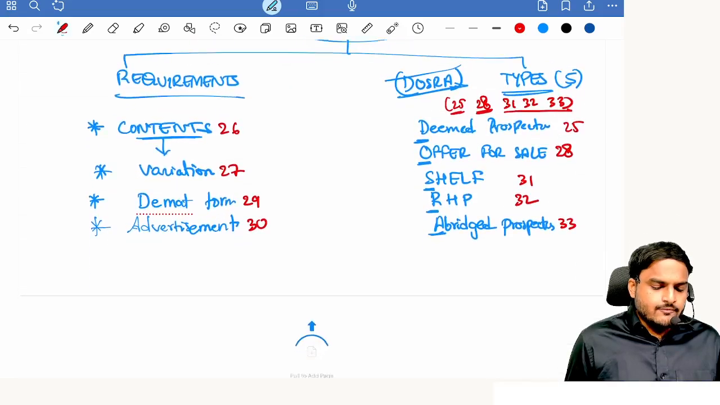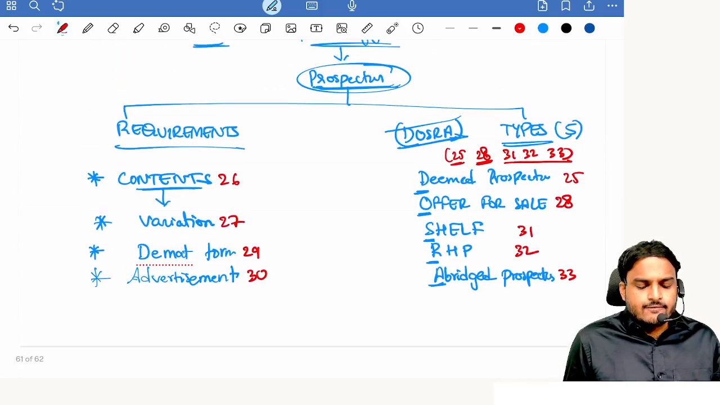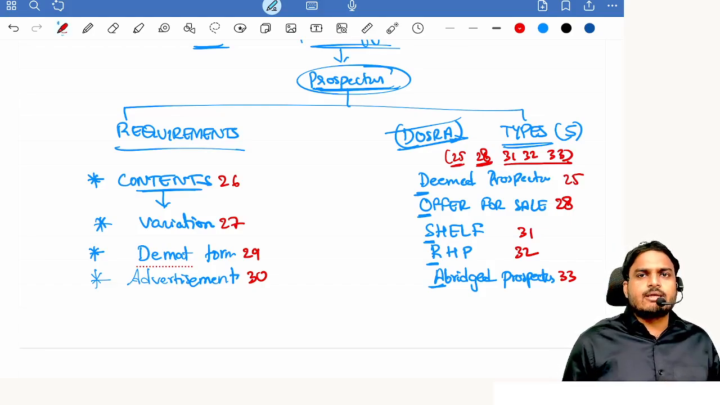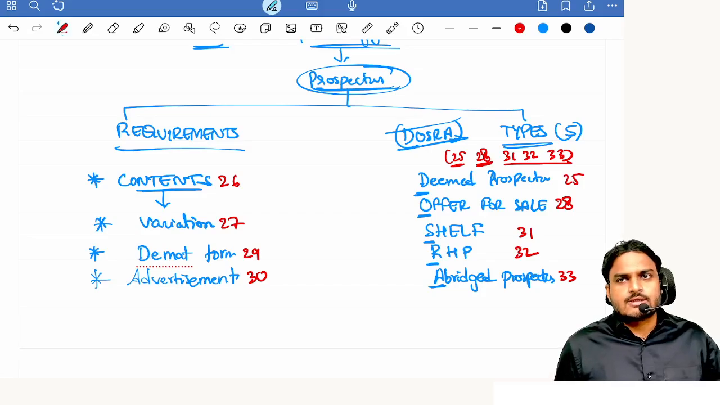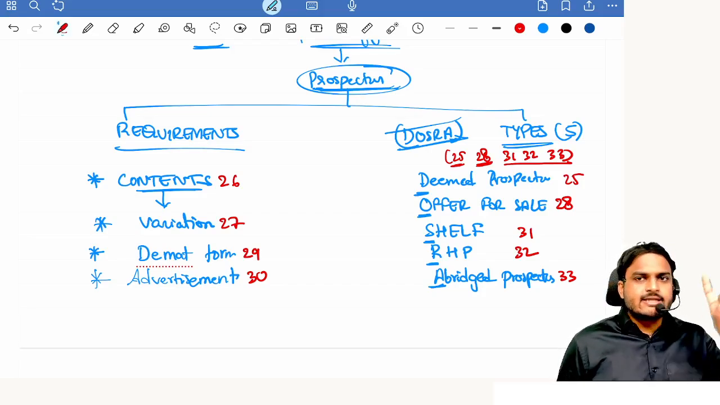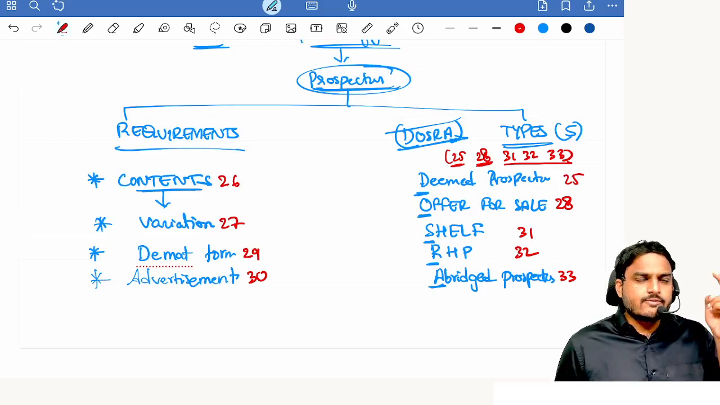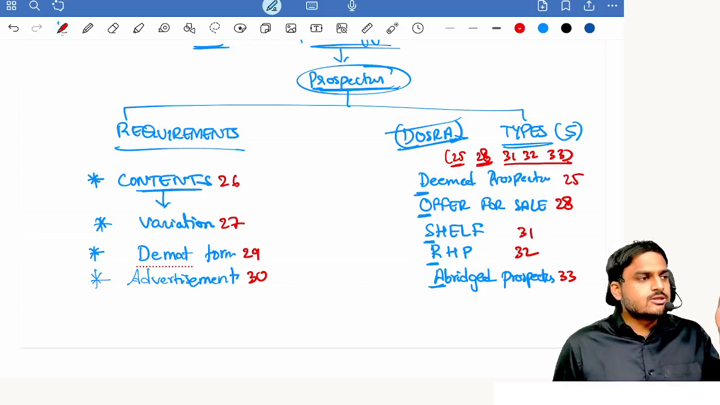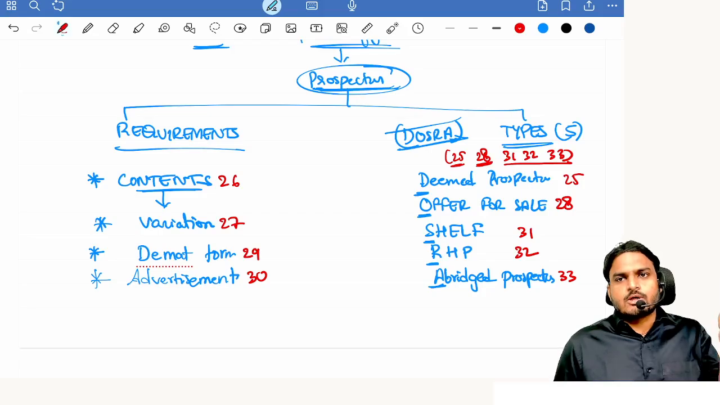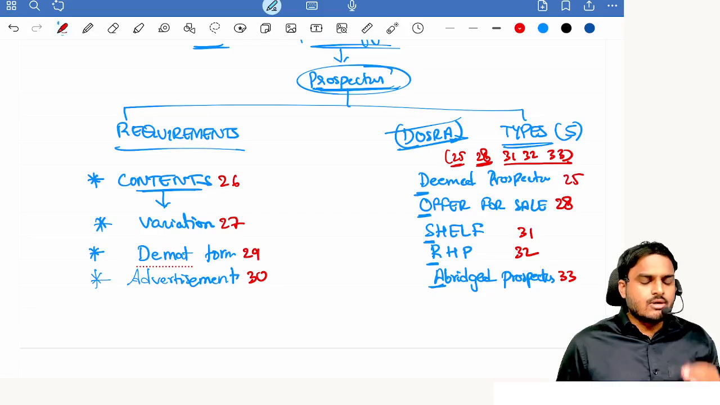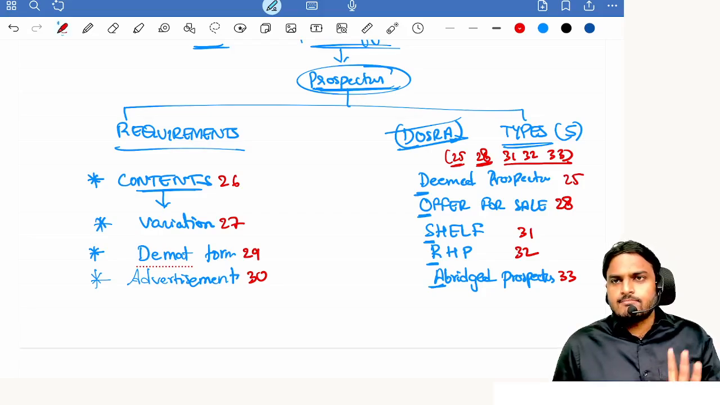Okay? So before making a public offer, it is the duty of the company to prepare a document called prospectus. It should satisfy certain requirements, and we are having 5 types of prospectus. Coming to requirements, contents very important. Any variation allowed? Yes, variation is allowed. Next one, securities must be offered in demat form. And finally, advertisement of prospectus. So these are the requirements.